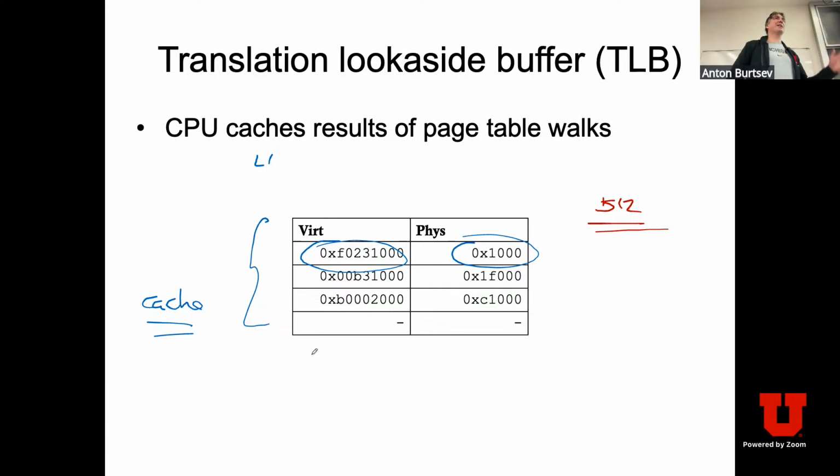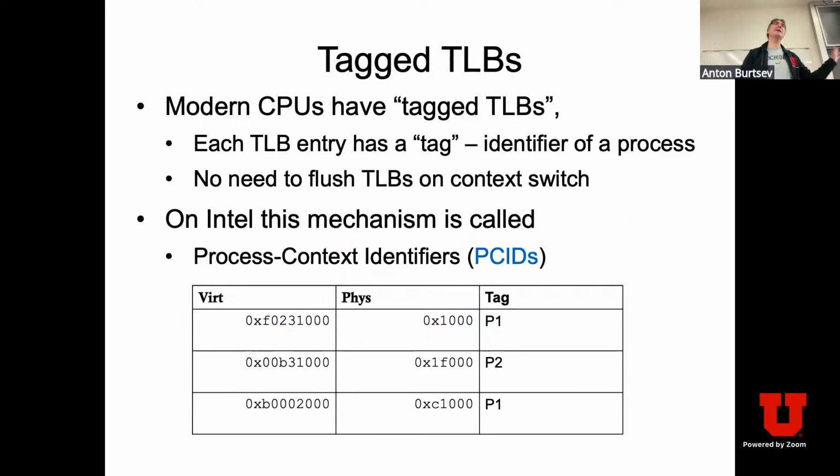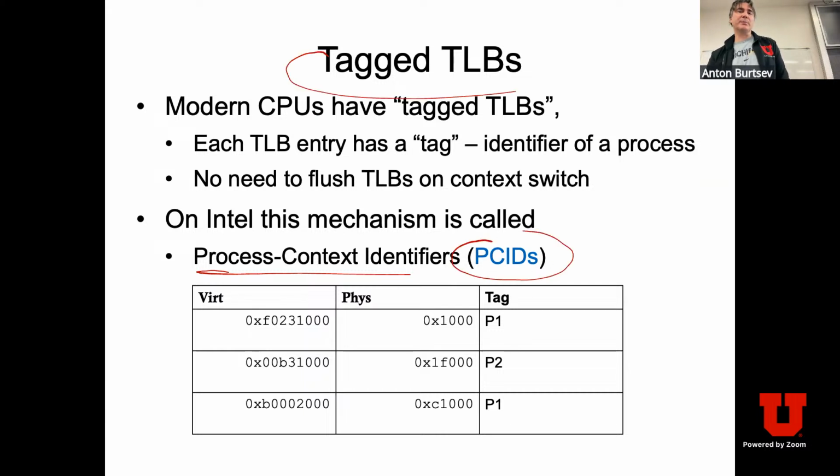But again, the architects are smart people, and they said, in order to avoid the flush, we will add a tag. It's called a tagged TLB. There will be an entry in this cache which remembers which process owns this entry. On Intel, this tag is called the process context identifier, PCID, but in general the whole concept is called tagged TLBs. If two processes are running and you context switch, for each entry you remember that this one is from process P1 and this one is for process P2, and you don't have to flush them on context switch, right? So that's how it runs today.